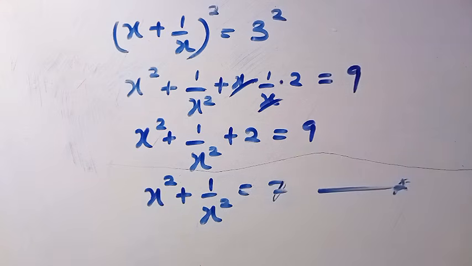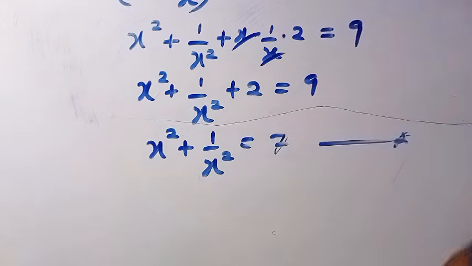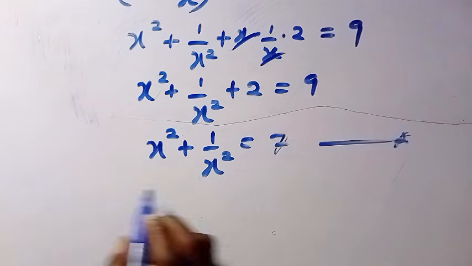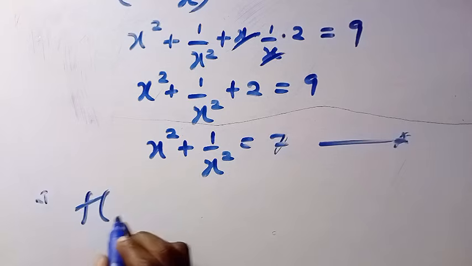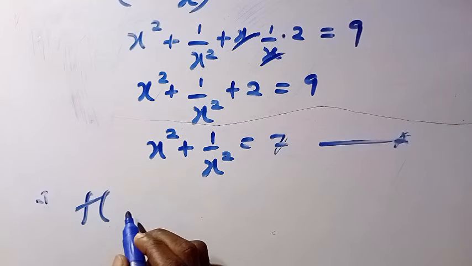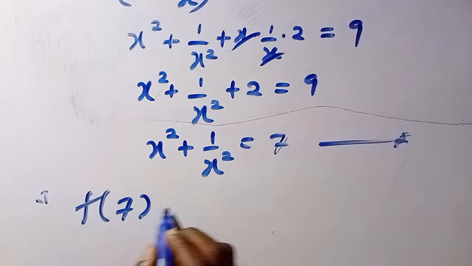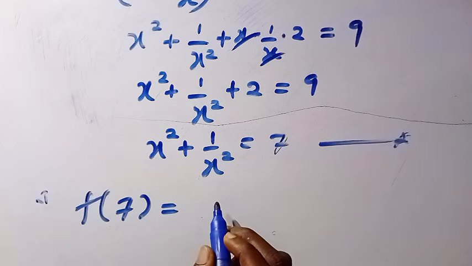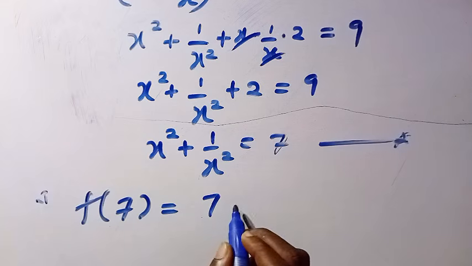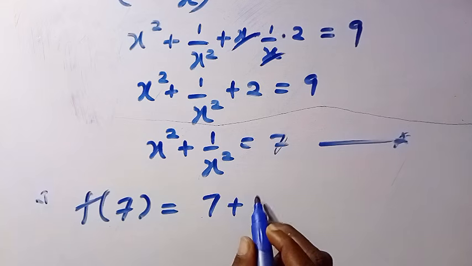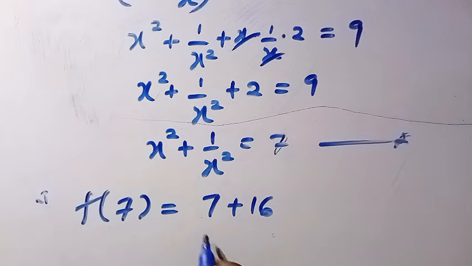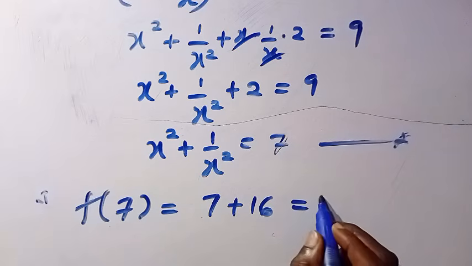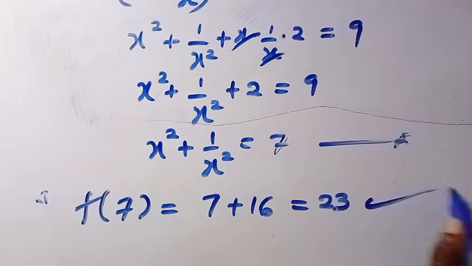So we take this back into the real equation. We have f of (x plus 1 over x plus 4), which gives us 7, equals x squared plus 1 over x squared, which also gives us 7, plus 16. And 7 plus 16 gives us 23. And 23 is the final answer to this problem. This is for method 1.